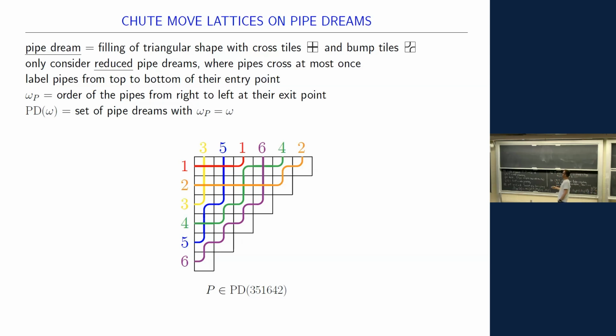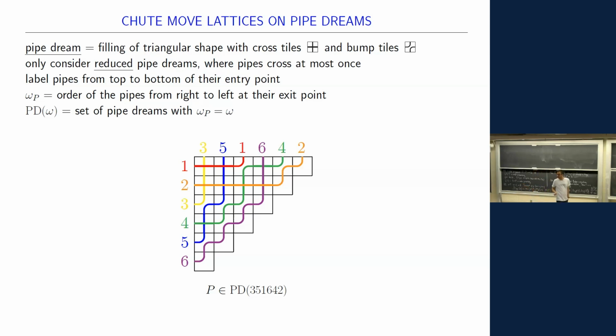A pipe dream for me is a filling of the triangular shape with cross tiles and bump tiles. It defines some pipes which go from the left of the triangular shape to the top. I label these pipes from 1 to 6 on the left, and then it gives me a certain permutation on top. I assume that the pipes cross at most once, so the pipe dream is reduced. And I denote by PD of W the set of pipe dreams with a given permutation W on top.